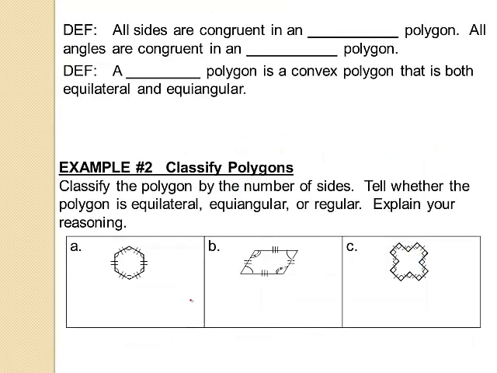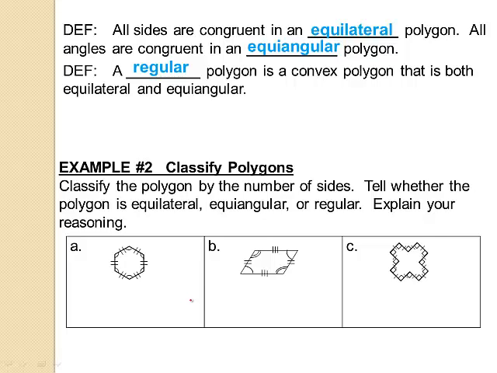Another property of polygons is twofold. You have all sides congruent in an equilateral polygon, equa meaning equal, lateral meaning side. All angles congruent in an equiangular polygon, equa meaning equal, angular meaning angles, so equal angles. If both of these properties are true, you're going to have a regular polygon, and it's going to be a convex polygon.